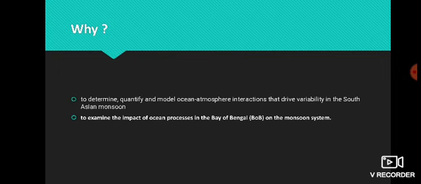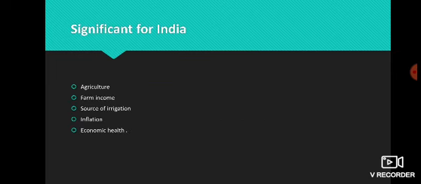Also to examine the impact of ocean processes in the Bay of Bengal on the monsoon, and how the Bay of Bengal and its processes are affecting the monsoon season. So one aim is to identify how this ocean-atmospheric interaction is affecting our monsoon. Another point is how the different processes going on in the Bay of Bengal region are affecting the monsoon system. That is why it is created. Then why is it significant for India, that is the important part of this BoBBLE.